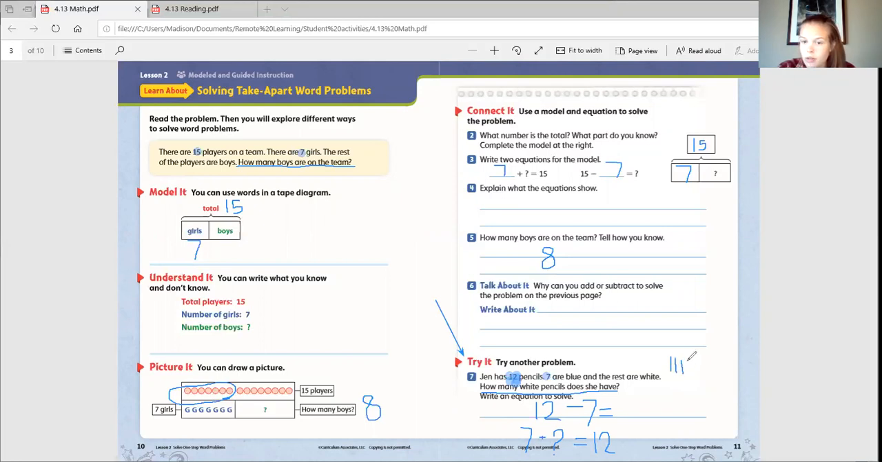1, 2, 3, 4, 5, 6, 7, 8, 9, 10, 11, 12. Now, how many of those were blue? What's my part that I know? I know 7 are blue, so I'm going to count 7 of them and circle those. 1, 2, 3, 4, 5, 6, 7. So I'm going to circle those because I know that those are blue, which means these must be the white ones. 1, 2, 3, 4, 5. So that means 5 is my answer, and I have 5 white pencils.